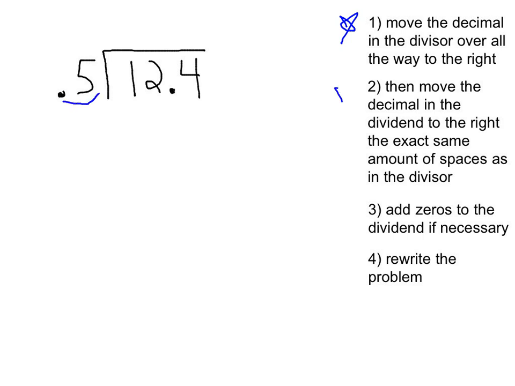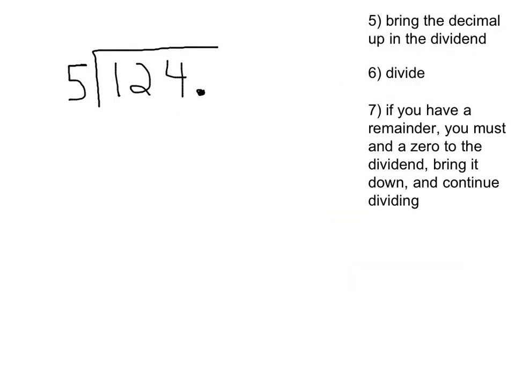Now under rule number two. Rule number two says to move the decimal in the dividend the same number of times you did in the divisor. Now remember, in the divisor we moved it over once, which means in the dividend we need to move it over once as well, so it'll be right there. Next, rule number three says add any zeros if necessary, and we don't need to do that. Next, we're on to rule number four, which is rewrite the problem. And when you rewrite the problem, it'll look just like this.